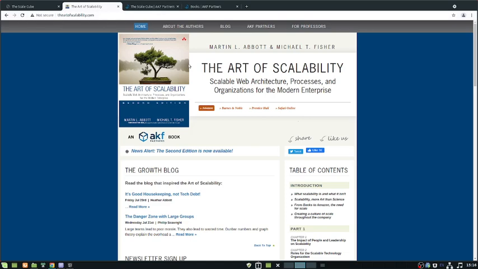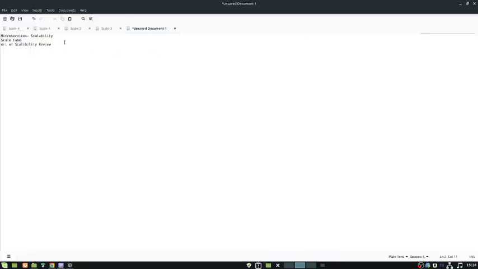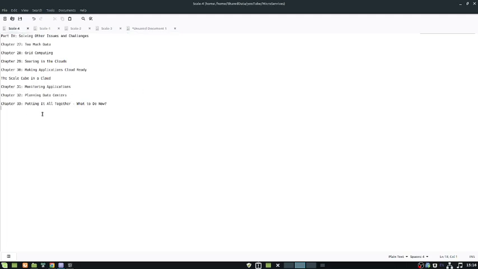But going back to the book, this book is divided into 4 parts. It's like 32, 33 chapters. How many chapters is it? Let me make sure I understand. There's like 33 chapters in all in this book, in 4 parts. This is basically a high-level architectural concept book, and how you go about doing it and implementing it within your organization.